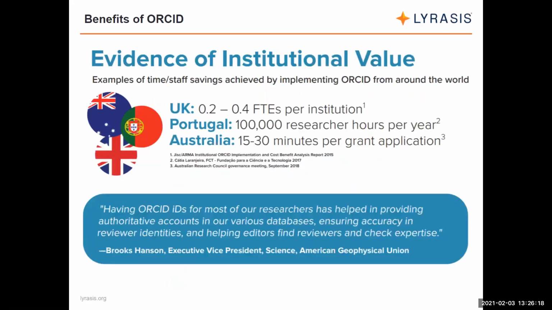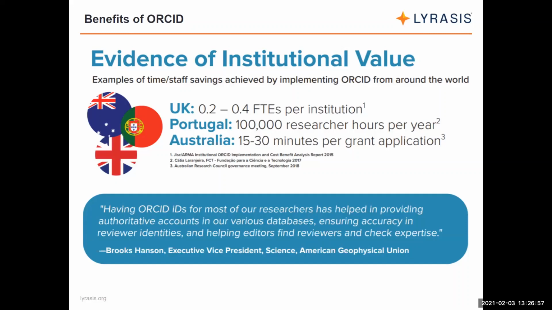And just to highlight this time-saving point a little more, over the past couple of years, various organizations that have started using ORCID in their workflows have kept track to assess how much time people are actually saving by using ORCID. As you can see from this graphic, in the UK, they determined that organizations using ORCID were saving anywhere from 0.2 to 0.4 FTE per institution, just in terms of saving time, not having to track people down and figure out who is who.